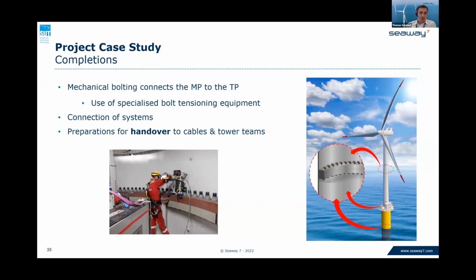Other types of tasks are the connection of the systems, such as earthing and repairs. And then finally, we prepare for handover to the cable and tower teams respectively, which is where the walk-to-work vessel then leaves the field, and we hand the location back to the client or the next team coming in.